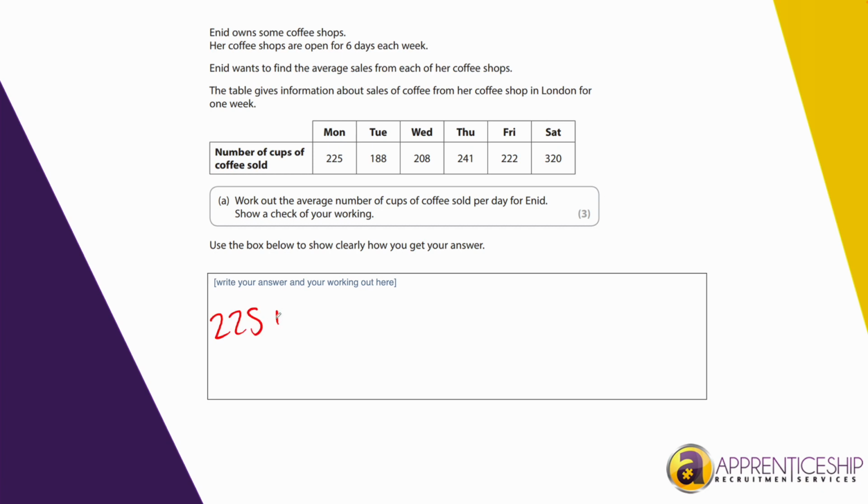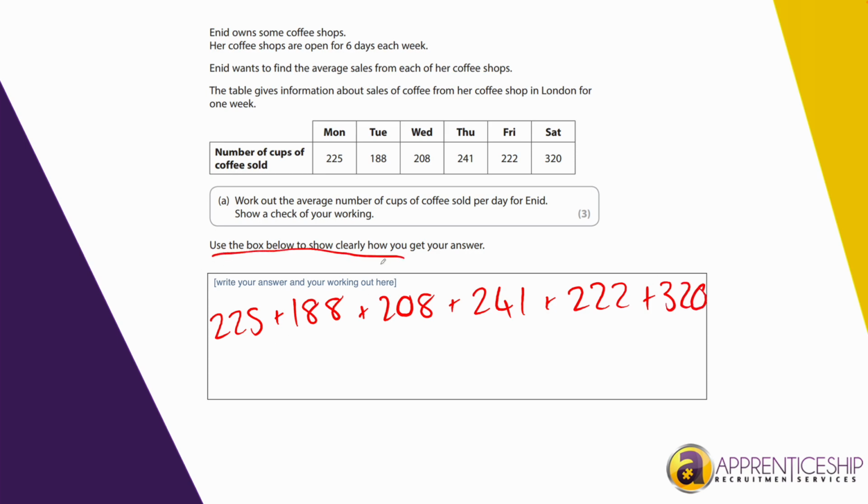So 225, add 188, add 208, add 241, add 222, add 320. The reason I'm writing all this down is to use the box clearly to show how you get your answer. So even if we don't get the right answer, we still get marks for showing us using the right technique and the right method to get there. So we add all these up and it gets 1404, and we divide by 1, 2, 3, 4, 5, 6. Divide that by 6 will give us 234 cups of coffee.